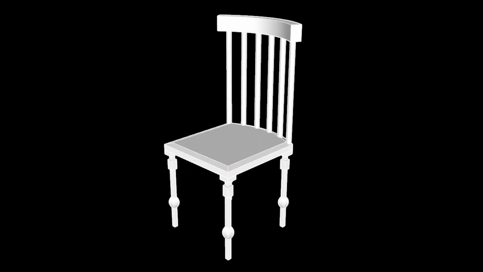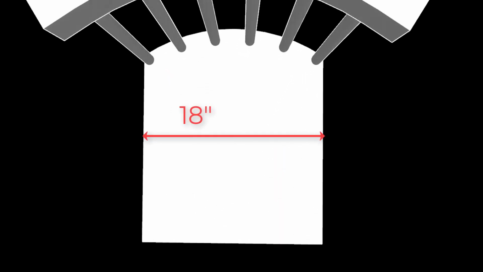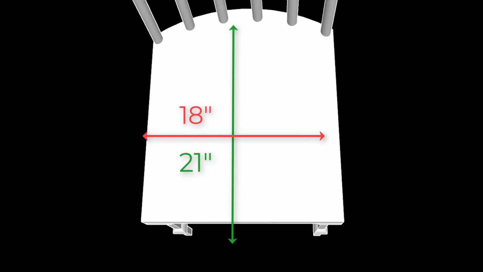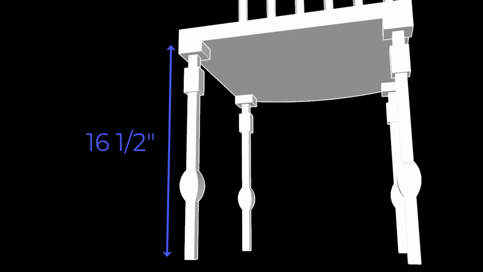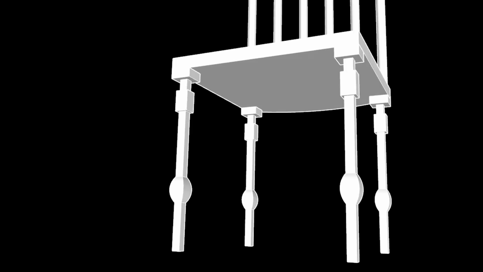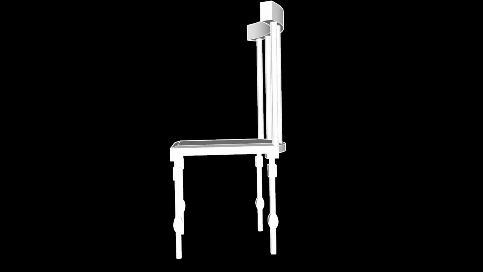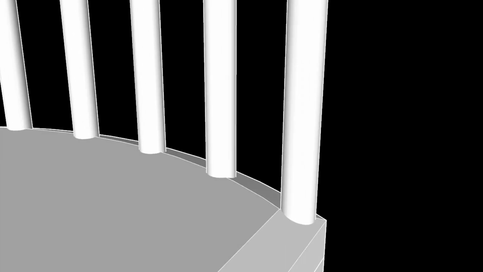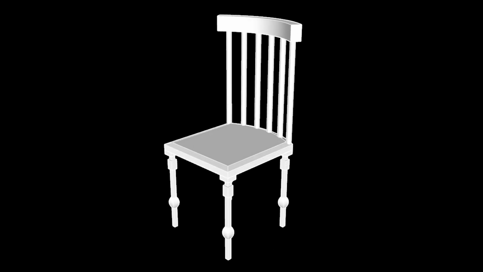I'd like to cover some sizes though that we will be using because the video did not really clarify that. We're going to make a seat that's going to be 18 inches by 21 inches by 1.5 inches thick. The legs will be 2-inch square legs that will be 16.5 inches high, and that will put the chair at an 18-inch seat height. And for the spindles in the back of the chair, we're going to have them be 1/2 inch radius. With those pieces of information, we can create a chair that looks very similar to the one in the video.